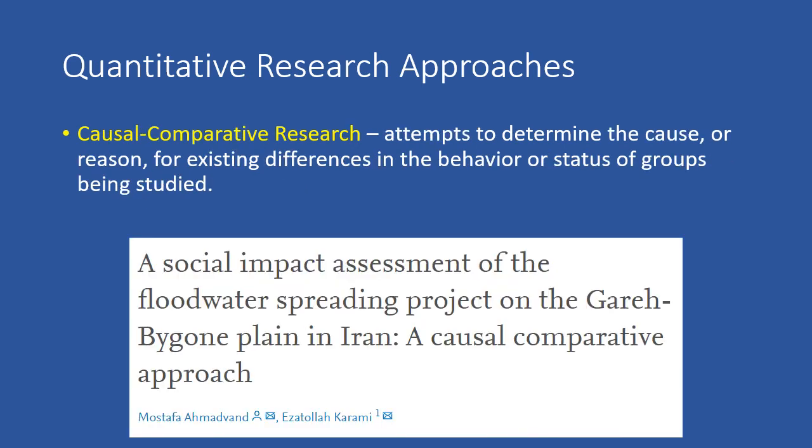Causal comparative research attempts to determine the cause, or reason, for existing differences in terms of characteristics being studied. The cause is either a behavior or characteristic believed to influence or cause some other behavior or characteristic. The changes or differences in behavior or characteristic that occur as a result is known as the dependent variable. Put simply, causal comparative research attempts to establish cause and effect relations among groups or entities being studied. Here is an example of a causal comparative study.